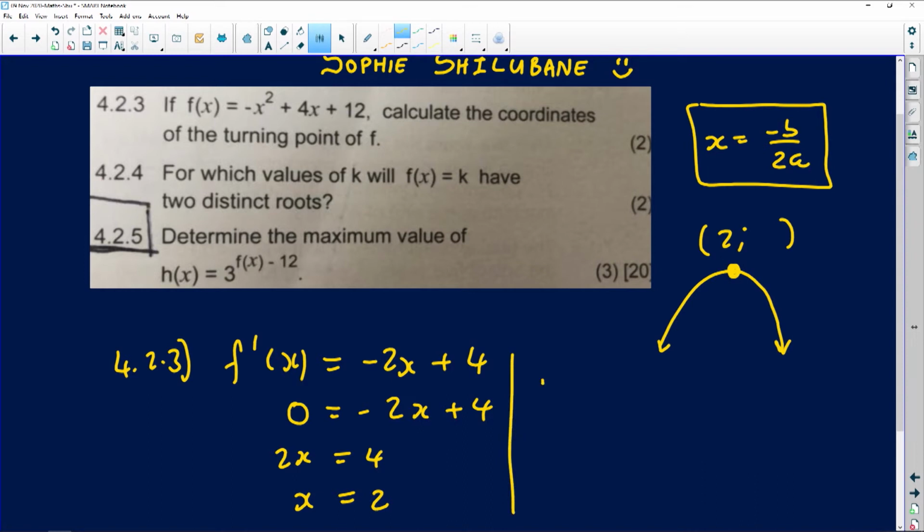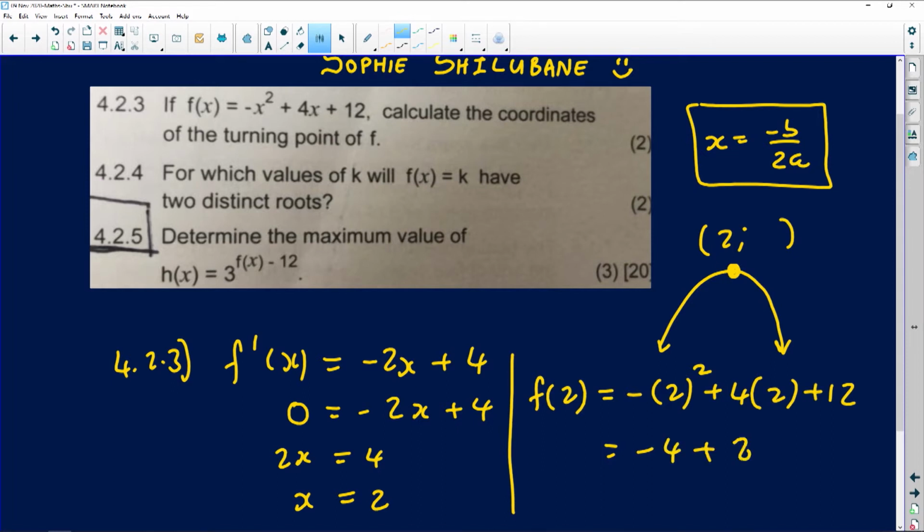So we're going to ask for f of 2, which is negative 2 squared plus 4 into 2 plus 12. So if you work this out, you've got a minus 4 here. You're going to have 4 times 2, which is 8, added to 12, that's 20. If you've got 20, you subtract 4, you're going to end up with 16. Which means the coordinates of the turning point are going to be 2 and 16.